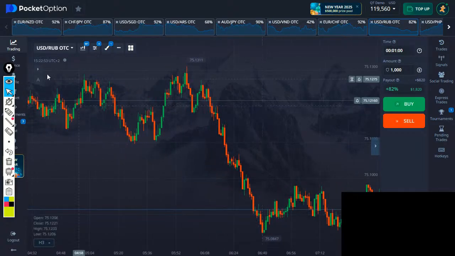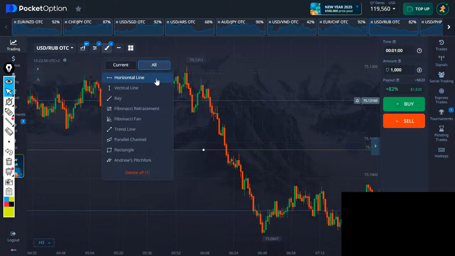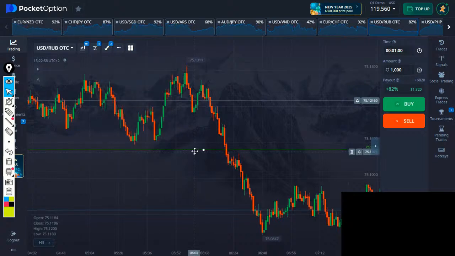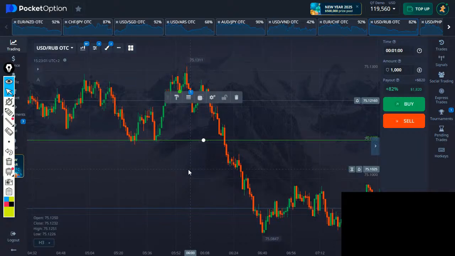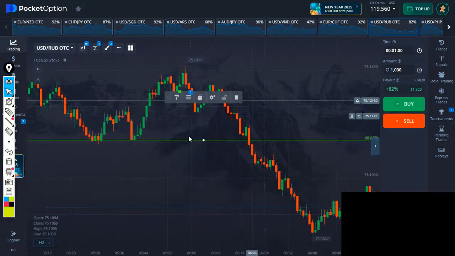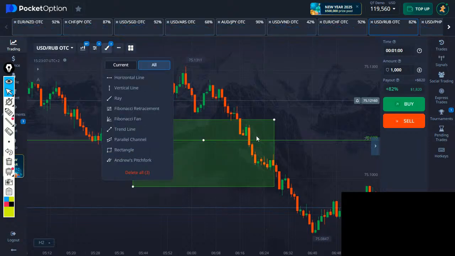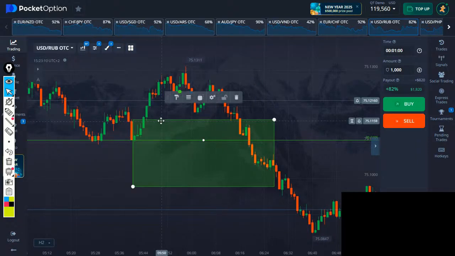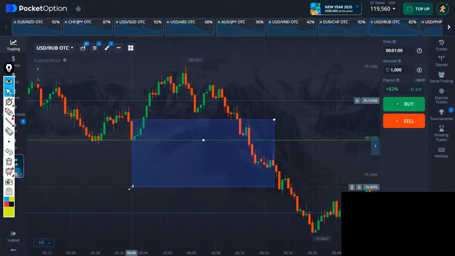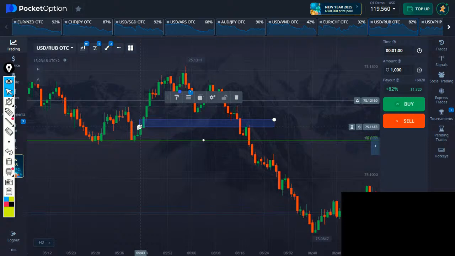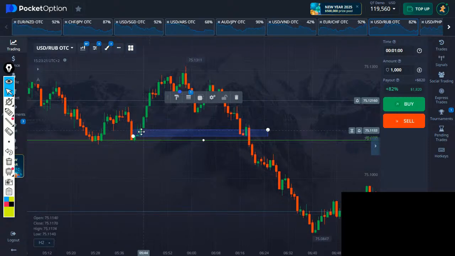See this beauty? Beautiful. Look at this. So this is the 5 minutes. Put a rectangle over here. Let me change this color to blue. You have a strong demand area here.